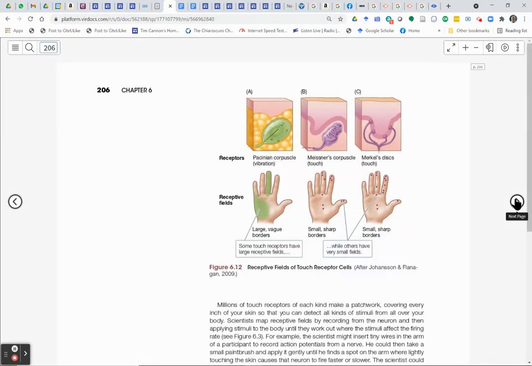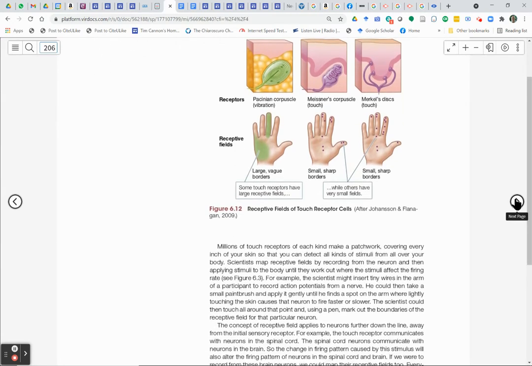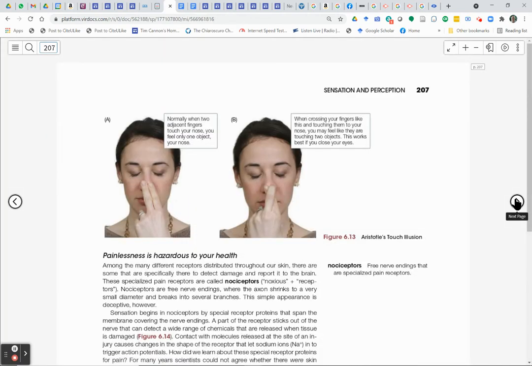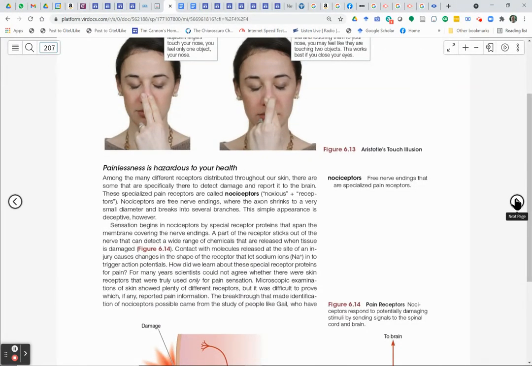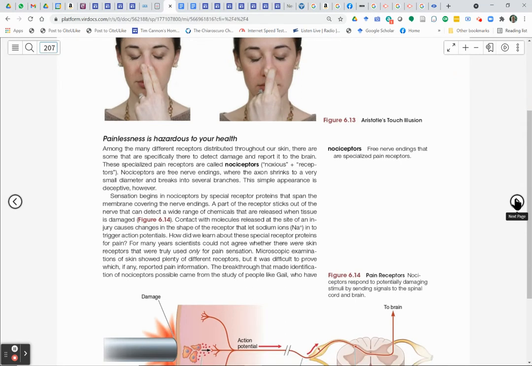No, it's not. It's an illusion. And then, different kinds of receptors have different receptor fields and different functions. And again, we can see these. We can take little biopsies and see these guys. And there's our old friend Aristotle. Aristotle's touch illusion. I've never done that one. I teach about it, but I've never done it. Kind of weirds me out. I don't know why.